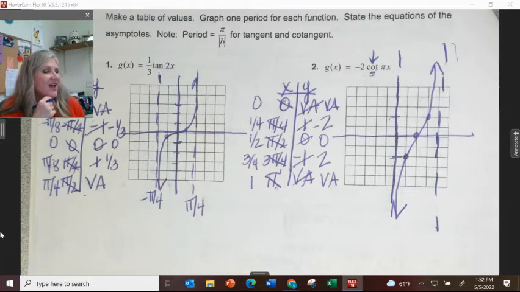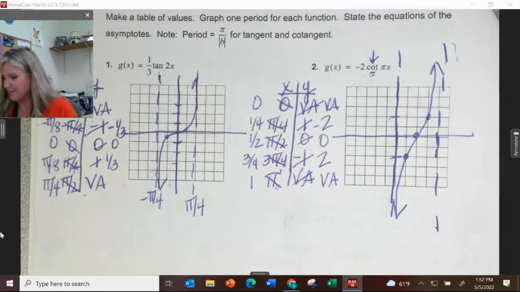The negative reflected it over the x-axis, right? So that's why it's no longer going down. But normally it would have. Okay? All right. Very good.